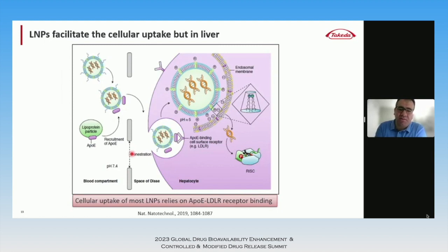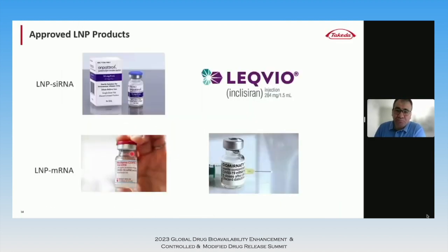compared to the regular mice where we have the apoE protein in the circulation. So if I am not missing any new products so far, we have only 4 LNP products approved by the FDA, and we all know the LNP mRNAs from Pfizer and BioNTech and Moderna. So we have 2 more LNP products. They are based on siRNA. The first one is the Onpattro, and the other one is run by Novartis.